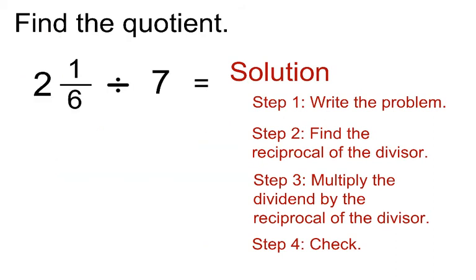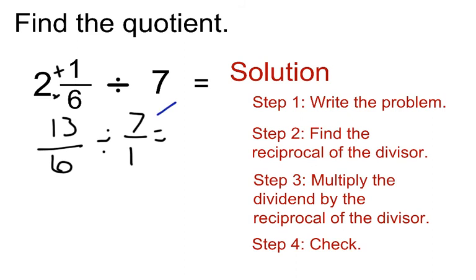So in this example, we have 2 1/6 divided by 7. Again, my first step, of course, is to rewrite the problem, which is already completed. Then I need to find the reciprocal of the divisor. But before that, I need all fractions. So again, I have 6 times 2, which is 12, plus 1, which will give me 13/6, divided by 7/1. So remember, a whole number, I can just put it over 1 in order to make it an improper fraction.